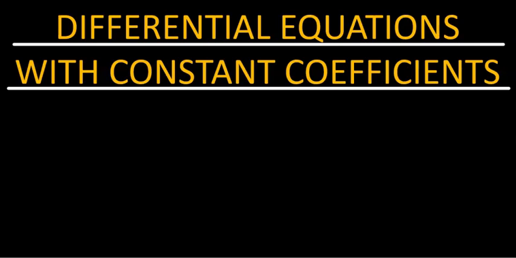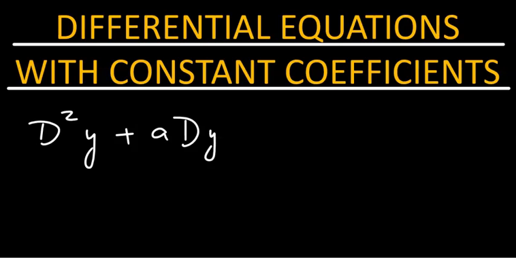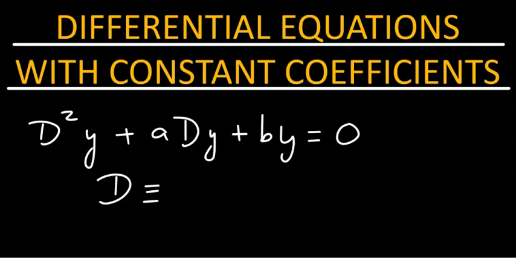In this video, we shall look at differential equations with constant coefficients. We shall concentrate on second-order differential equations. The general form of such an equation is as follows: D²y + aDy + by = 0, where a and b are constants. The capital D stands for d/dx, the differential operator.